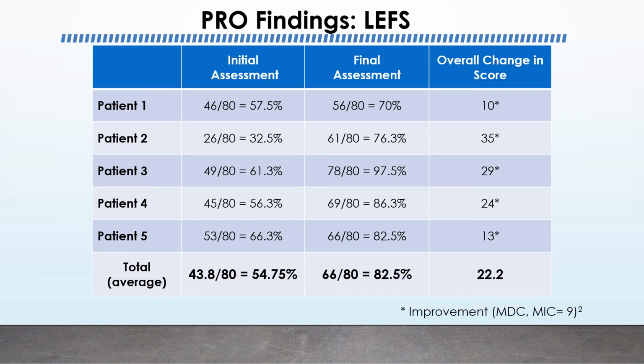Again, our highest score was our senior attacker, who had a 35-point change in her score. She went from 26 out of 80 to 61.80. Our lowest was our ACL patient, but this is a little skewed because some of the questions near the end talked about running, cutting, pivoting, which she's not cleared to do. So you would expect her to have the lowest score. Overall, our change was 22.2 points, which shows improvement for everyone.